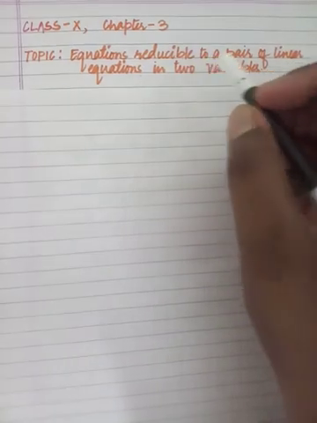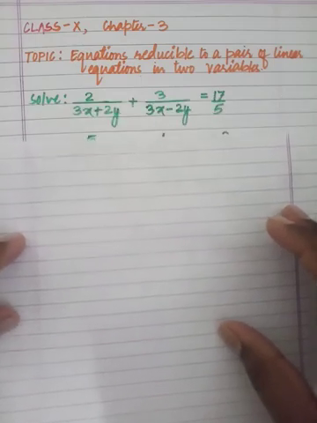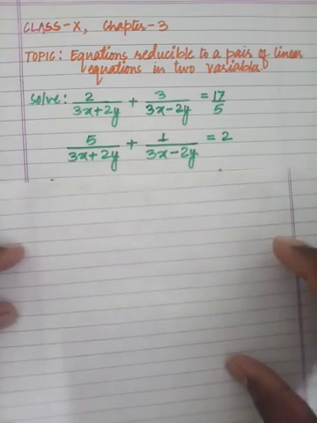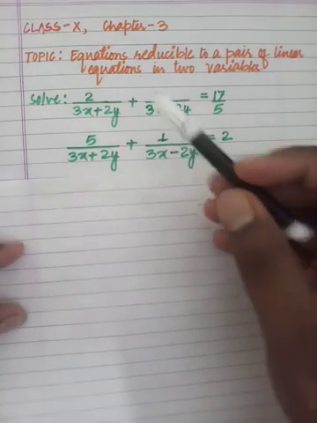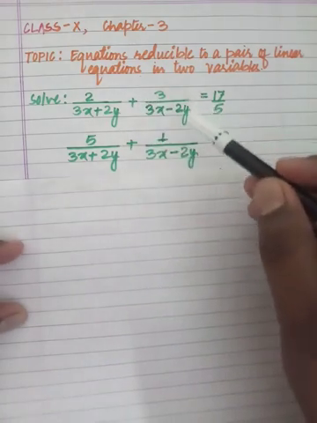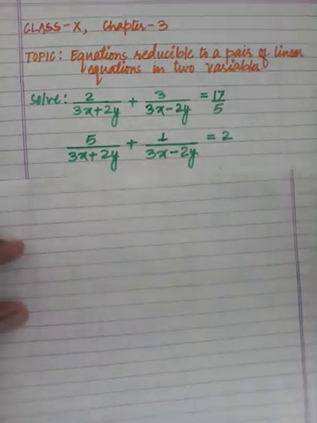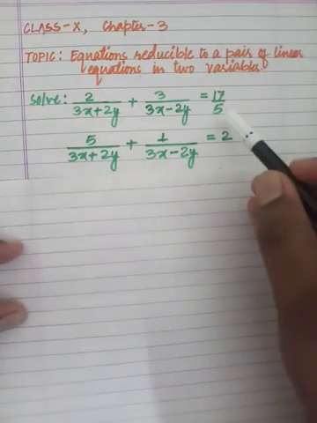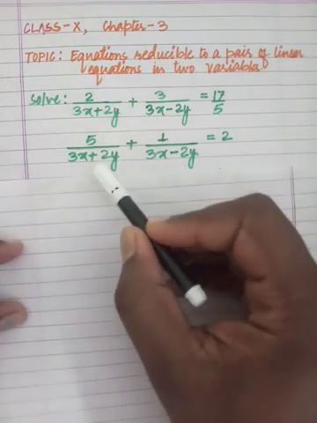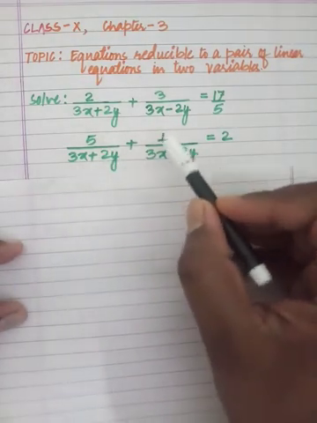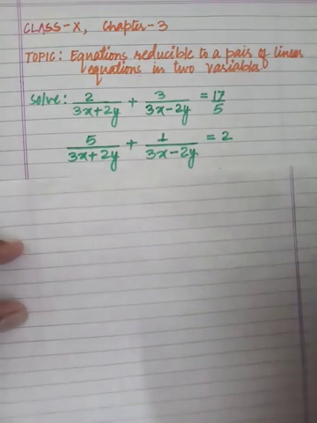Students, in chapter number 3, continuing the same topic, equations reducible to a pair of linear equations in two variables. I'm taking one more example here. See this, this is the given pair of equations: 2 upon 3x plus 2y plus 3 upon 3x minus 2y is equal to 17 by 5. And the second equation is 5 upon 3x plus 2y plus 1 upon 3x minus 2y equal to 2.